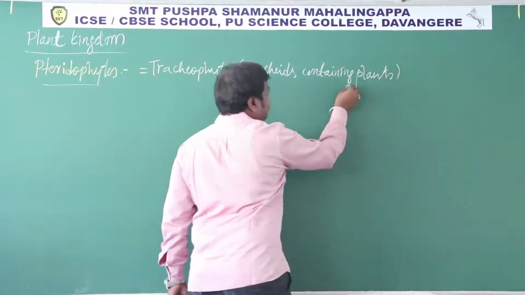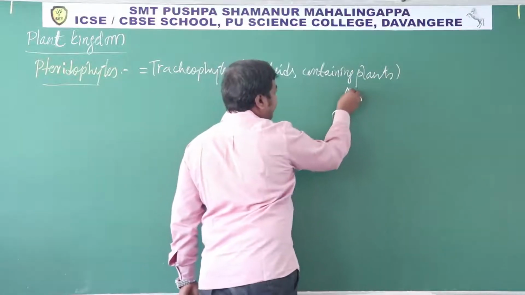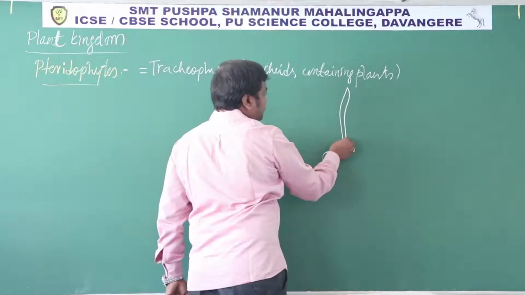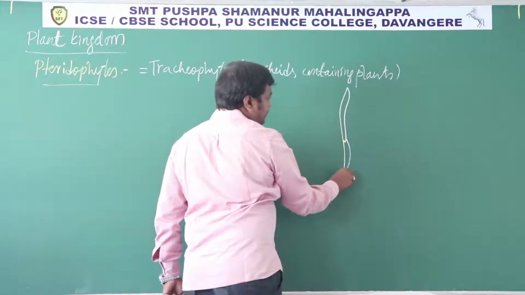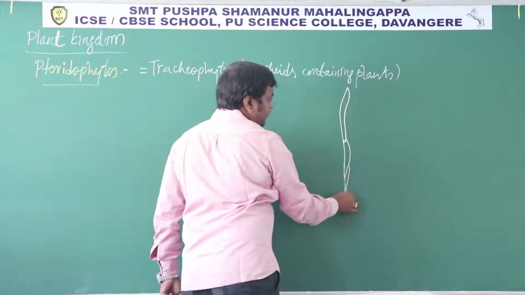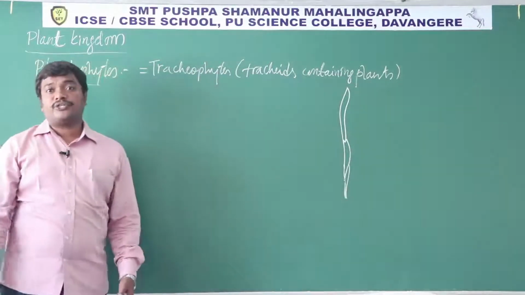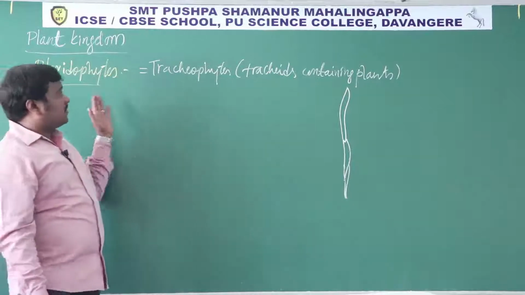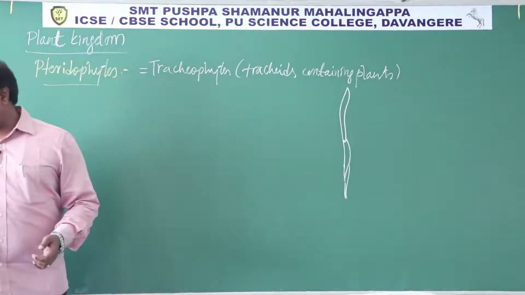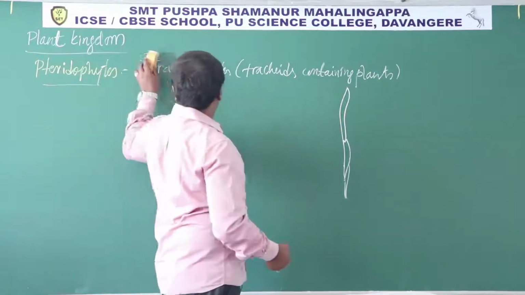Okay, so tracheids are narrow-ended pipe-like structures. They are joined end to end like this. So this pipe-like structure is meant for transportation of water. That's why they are called tracheophytes. Okay, so this is one thing.